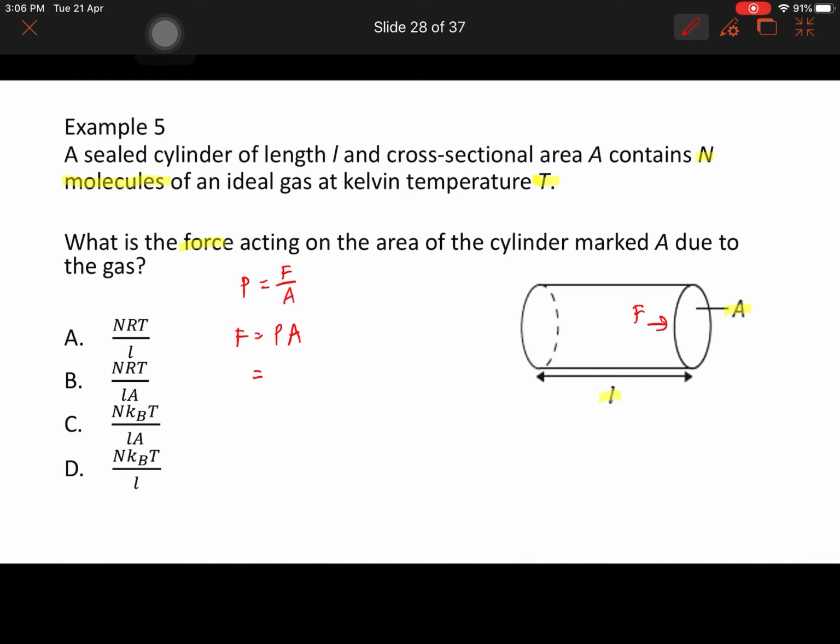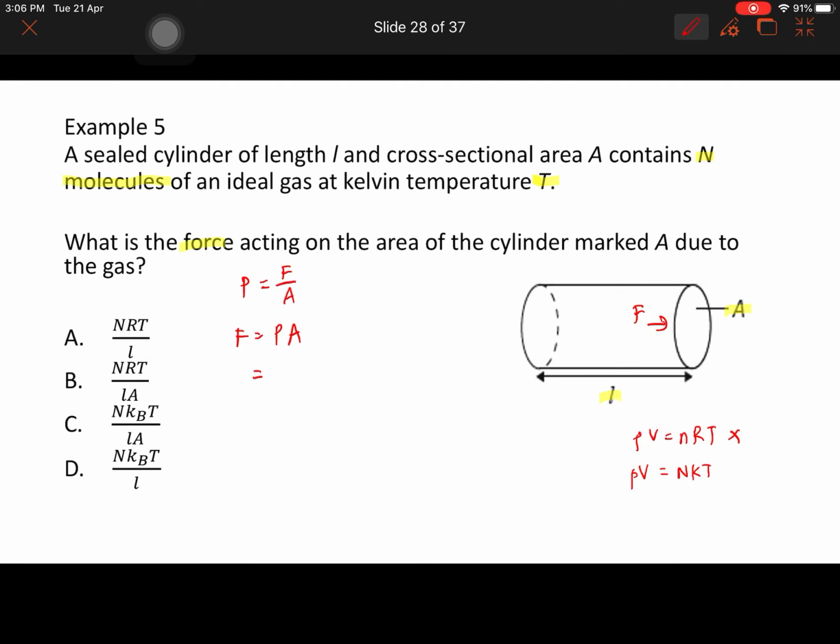Now how do we find the pressure then? Since you know N, you know T, what else can we find? What formula do we use? We use PV equals nRT or PV equals nKT. Which one do we use?